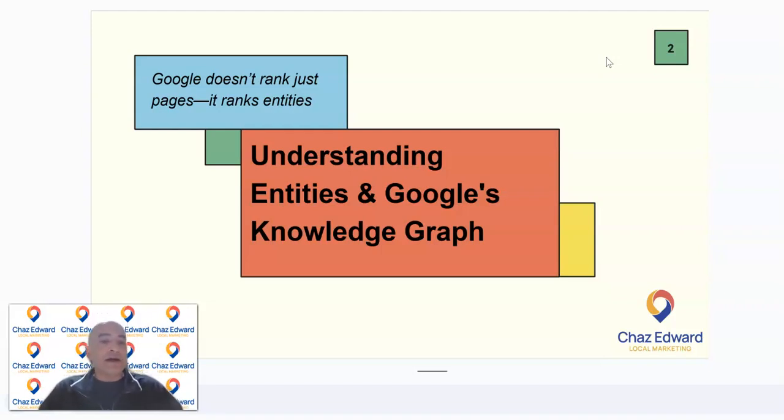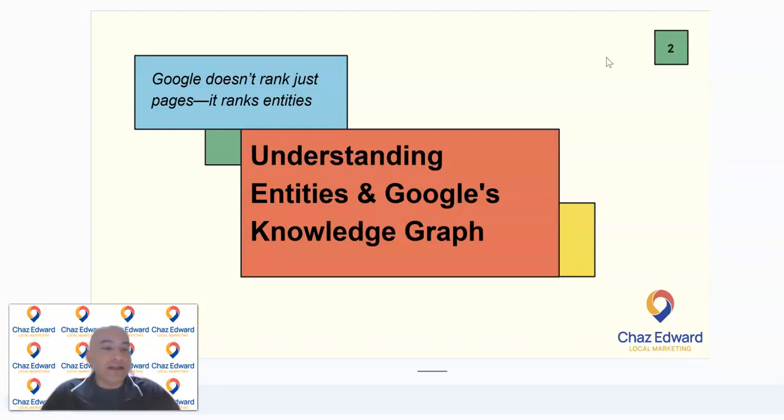But today we're really going to dive into a better process for your schema. This is going to allow you to connect your entities better, feed your data to Google better, really just a much better process. So Google doesn't just rank pages, it ranks entities.